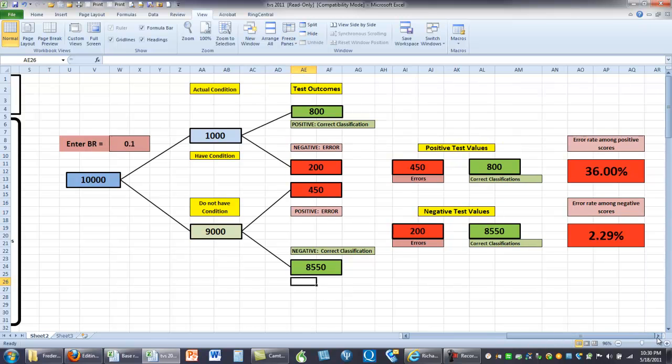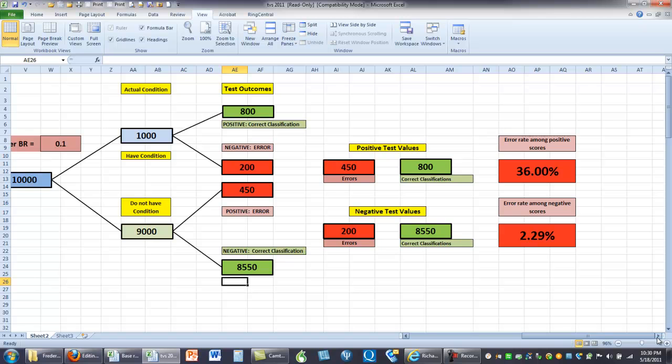What are the implications? Well, 450 errors compared to 800 correct classifications on the positive test scores. Your error rate among positive scores is 36%. 36% of the time, when you have a positive score, you're going to misinterpret it. And down here, this is very nice. Out of 8,750 negative scores, only 200 are in error. And so your error rate is 2.3%. So this is just a little chart to help you.